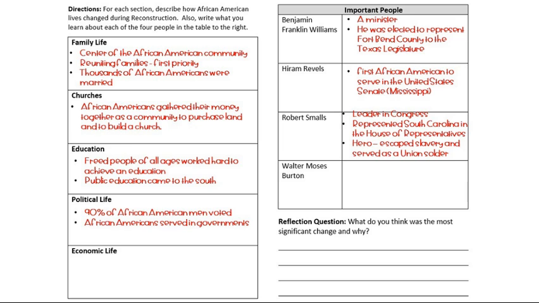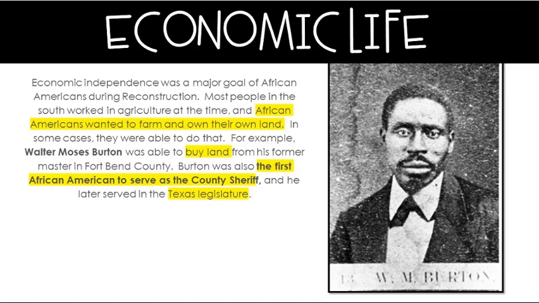Take a look now, and you're going to add to two parts of your notes. You're adding to political life. We want to add that 90% of African American men voted and that African Americans served in governments. On the right, we're going to add the information for Hiram Revels and for Robert Smalls. Remember, Hiram was the first African American to serve in the United States Senate, and he represented Mississippi, and Robert Smalls was a leader in Congress. He was a representative of South Carolina in the House of Representatives, and he was a hero because he escaped slavery and he served as a Union soldier. Pause the video while you add those notes.